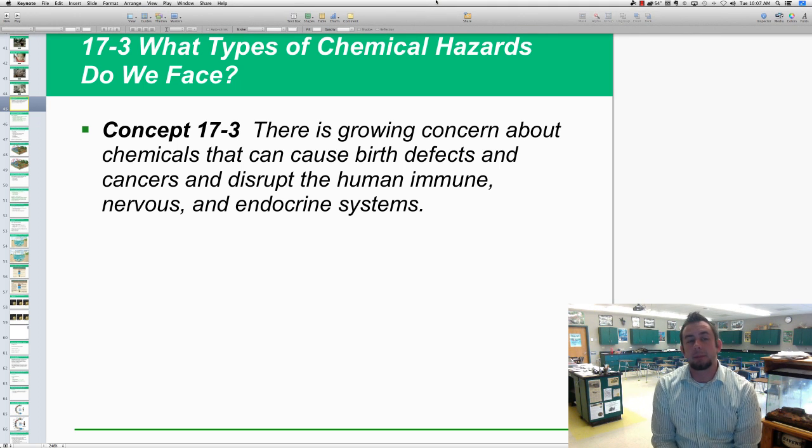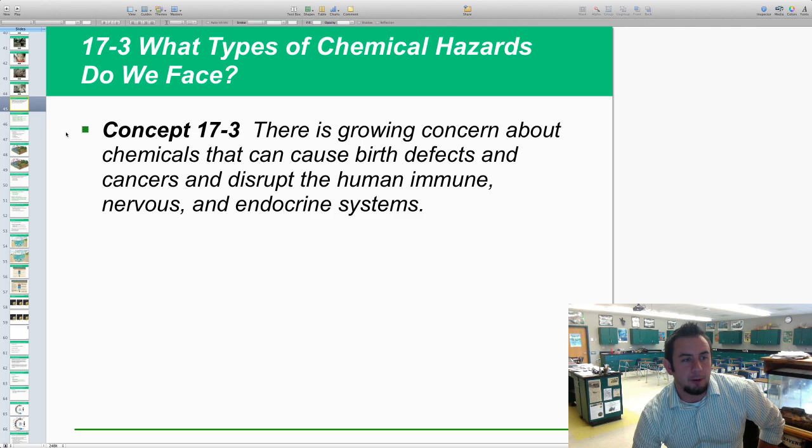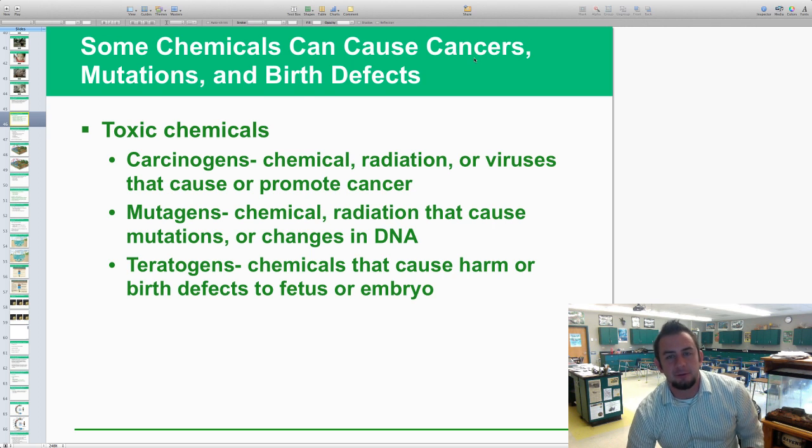Hey scholars, welcome to chapter 17.3, where we're looking at chemical hazards. What types of chemical hazards do we face as a human race today? We're going to take a look at a couple of different types, and the first ones are chemicals that can cause cancer, some sort of mutations, or birth defects. And there are three different types that we're going to look at with those toxic chemicals.